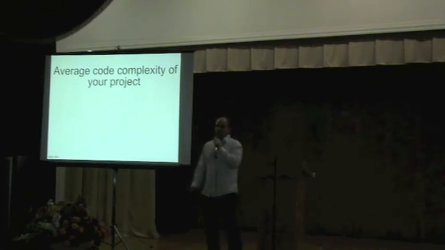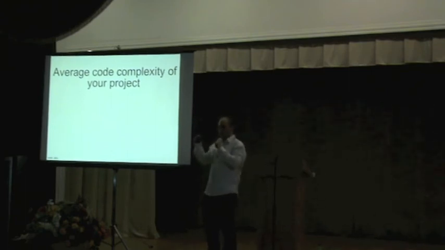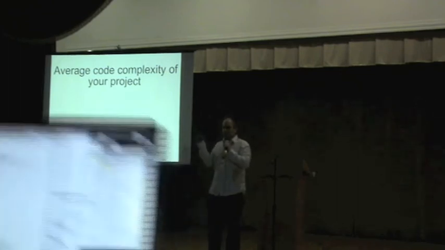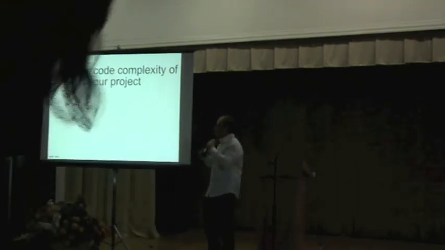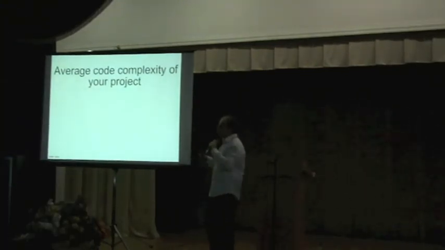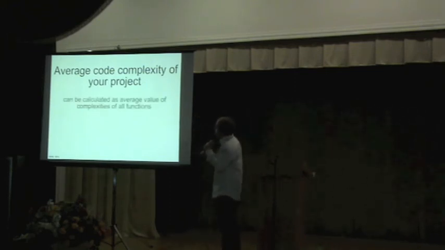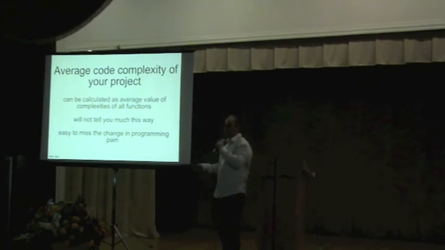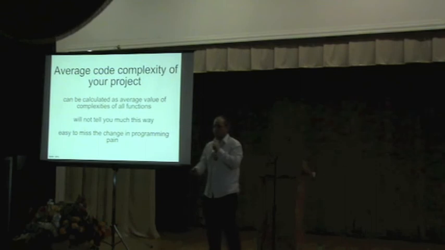And you can calculate average code complexity of your project. But if you do it in linear way, so that you just calculate the average code complexity of every single function, then you will have some huge functions, and they will be gone in this metric. So you just cannot rely on this diagram if you just do linear calculation. This needs to change to show you the pain of using your code or changing the code.